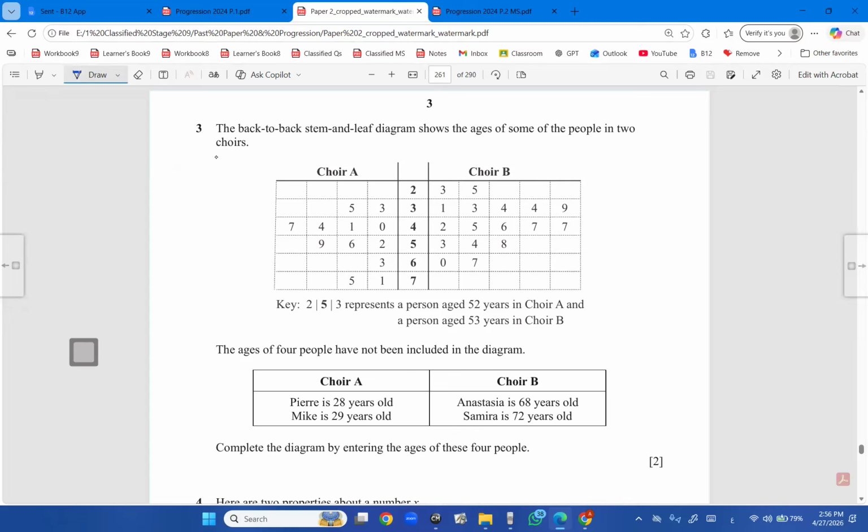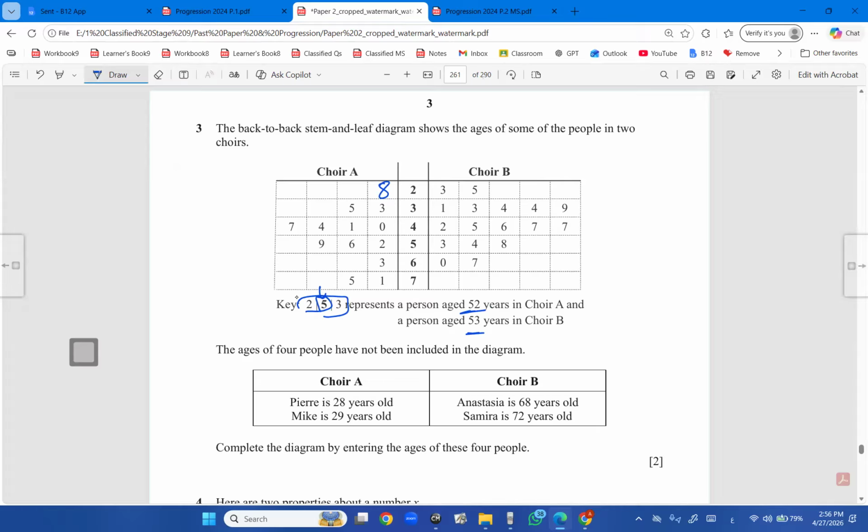All right. Now it says that these four are missing. So this is 28. They told you that 28 is missing in quire A. So 28 is here. And they told you that this is actually the key. Look at the key. They told you that the stem is the tens place. This is 52 and this is 53.